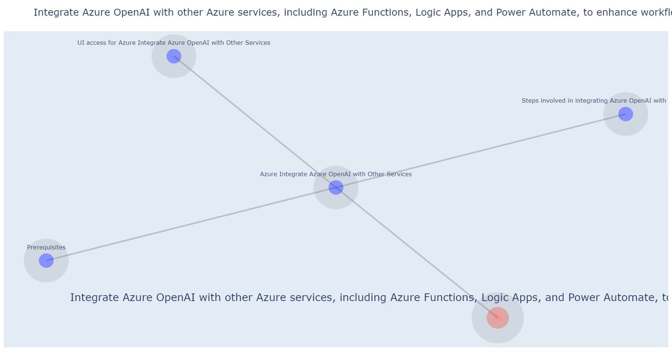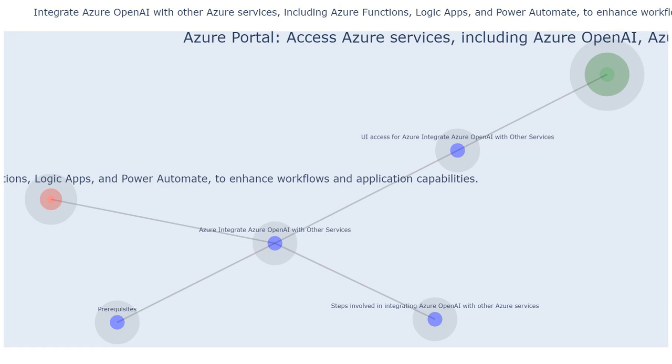UI access to integrate Azure OpenAI with other services. The Azure portal provides a centralized interface for managing Azure resources and services. It allows users to access and manage Azure OpenAI resources, Azure Functions, Logic Apps, and Power Automate, facilitating the integration process. The portal provides a graphical representation of these resources, enabling users to configure settings, monitor performance, and troubleshoot issues.